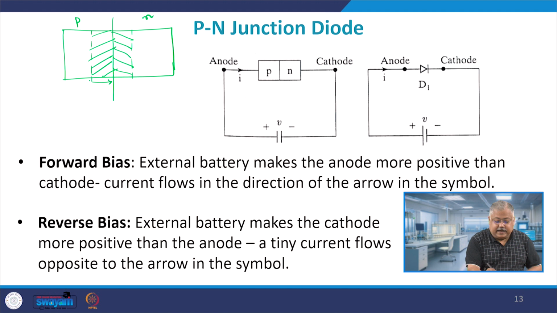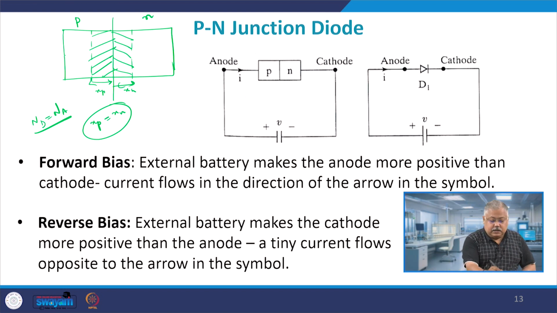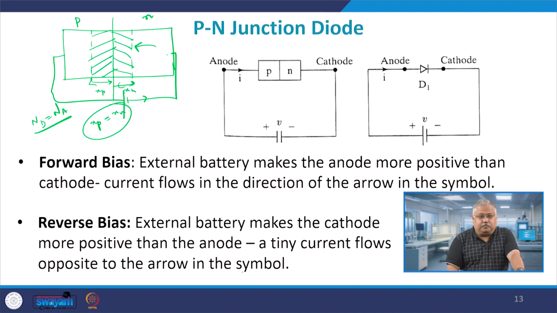So, if this is xp and this is xn, provided the doping Nd equals Na, on both sides the doping concentration is the same, then I could explain that xp equals xn. The depletion region is the same. Now, if I apply a positive bias, it basically means I am applying this, and you are forcing the electrons to move in this direction and forcing them to this side. Now, let us see a very interesting point which will happen.